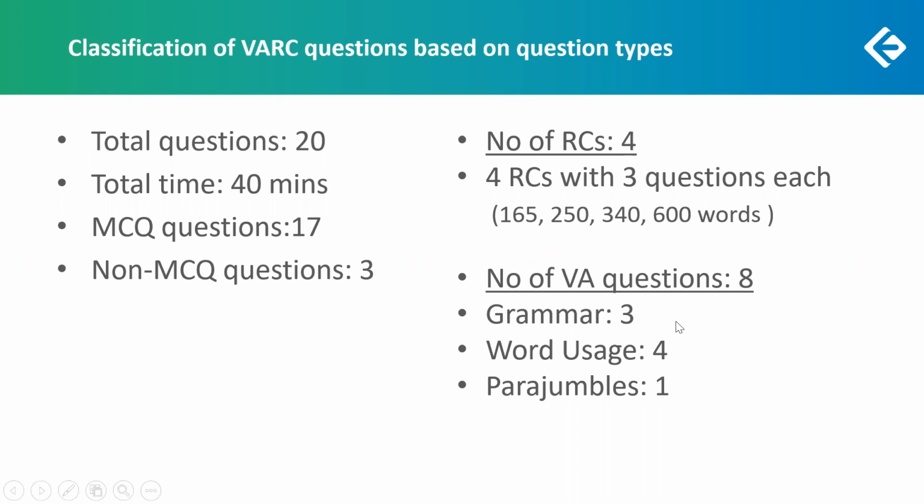The total number of VA questions was 8, and this also was a departure from the usual EOMs that you've seen, with 3 questions of grammar. Yes, you can always have grammar making a comeback in CAT. No one's ruling that out. There were 4 questions of word usage, something that we had seen in CAT until 2013. And just 1 parajumble with options.